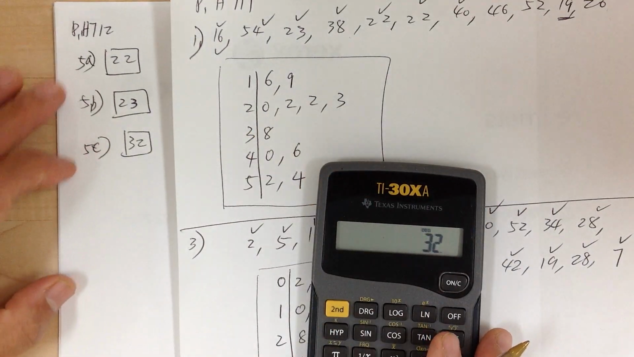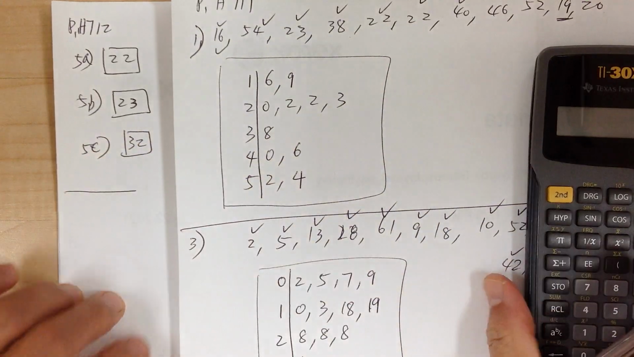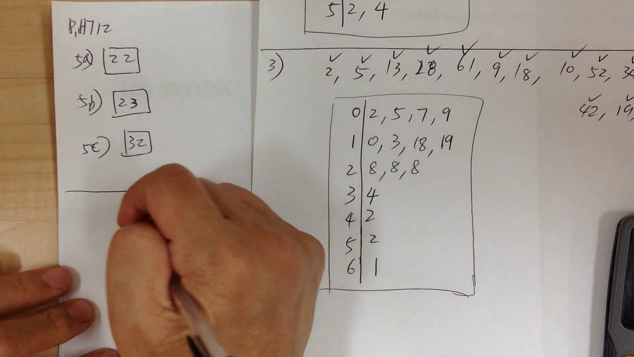That's it for number 5. For number 7, you just use this set of data over here.